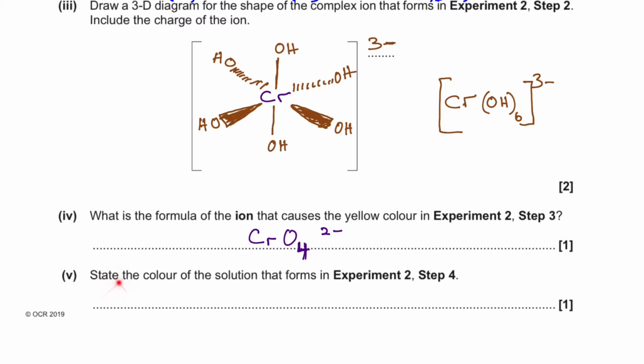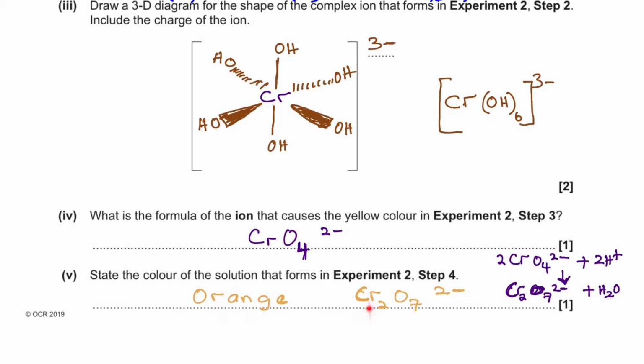5. State the color of the solution that forms in experiment 2, step 4. The color is orange, and it is Cr2O7 2 minus. So you're starting from 2 CrO4 2 minus plus 2H plus, that's acidified, that is an acid, and that would form Cr2O7 2 minus plus H2O. So that is orange color.